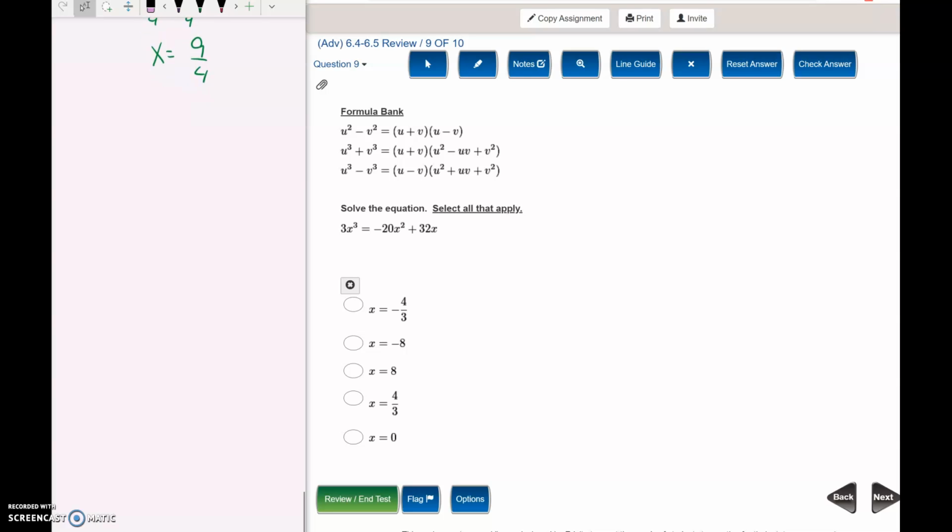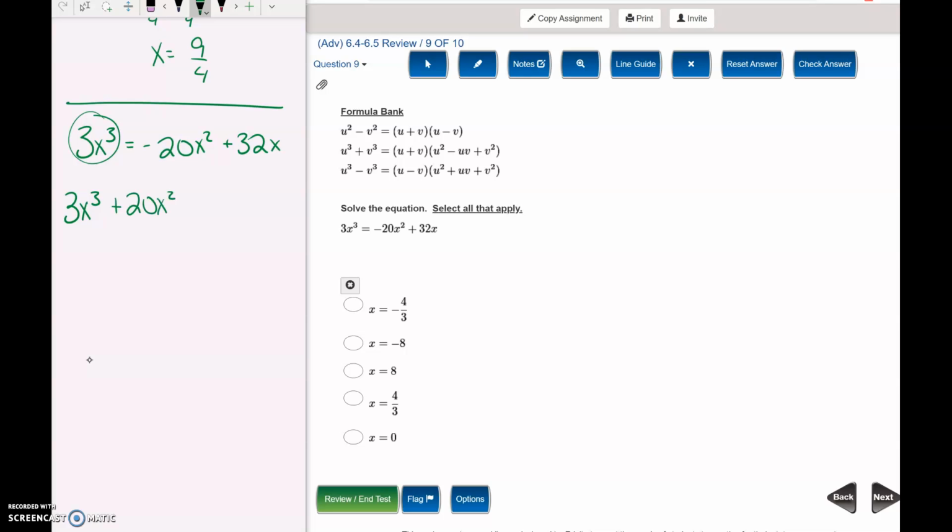Number 9. 3x cubed equals negative 20x squared plus 32x. We need to start by getting 0 on one side, and I want to keep this positive because that's my largest exponent. So I'm going to add 20x squared to both sides and subtract 32x on both sides.